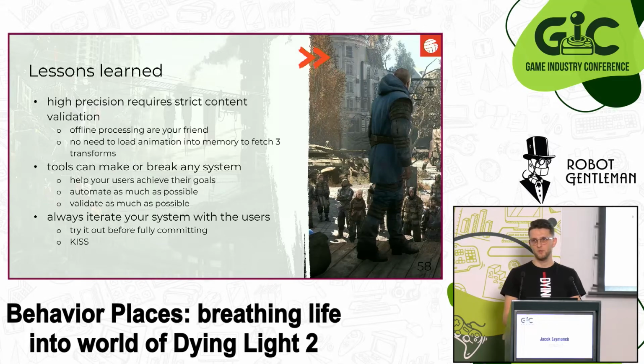Here are the most important things we've learned. The content must be strictly validated if you want to achieve high precision. We had cases where there was only tiny amount of root motion in the looped activity animation, which caused the entire animation space to rotate 90 degrees after a couple of minutes of gameplay. So after like 20 loops, the whole thing rotated.